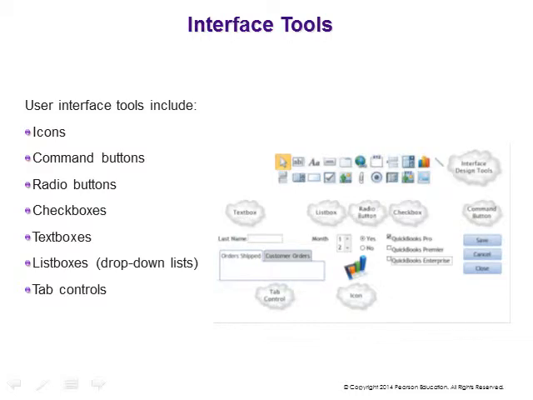User interface tools that can be used when designing the interface include items such as icons, command buttons, radio boxes, which essentially can become on or off buttons, check boxes, text boxes, list boxes, and tab controls. These interface tools can be used to improve data validation, or to increase the accuracy and integrity of the data as it's entered into the database.